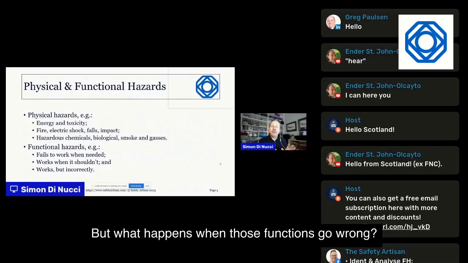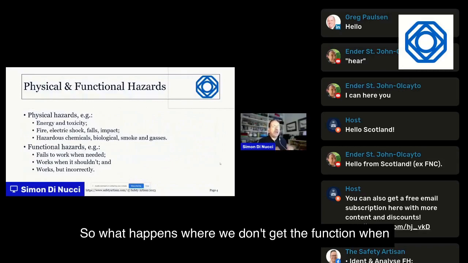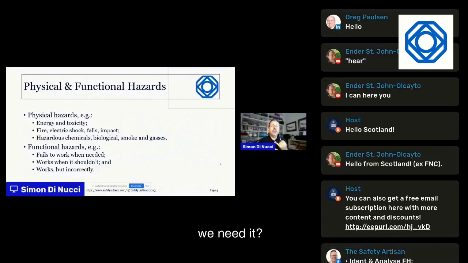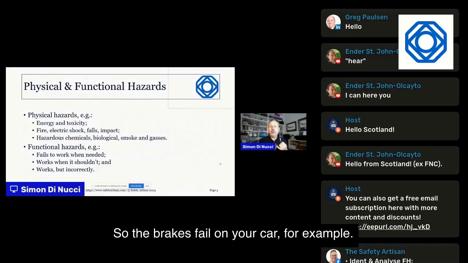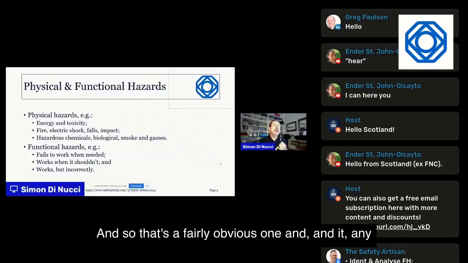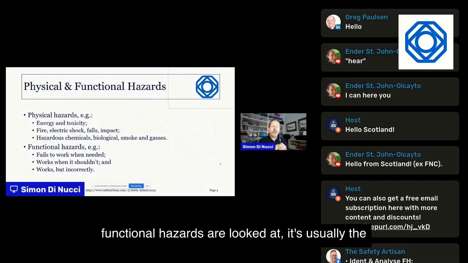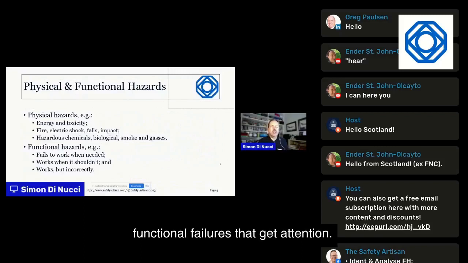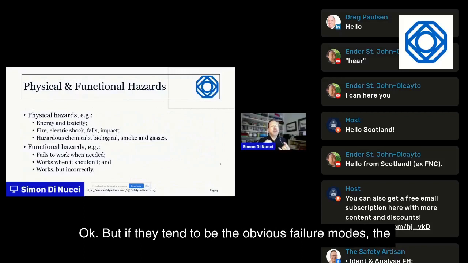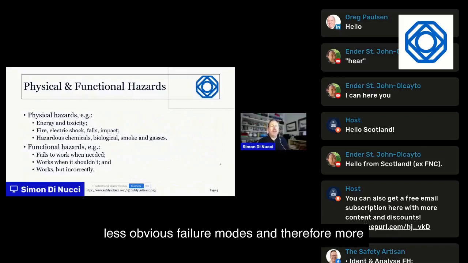But what happens when those functions go wrong? What happens where we don't get the function when we need it? So the brakes fail on your car, for example, and that's a fairly obvious one. If functional hazards are looked at, it's usually the functional failures that get attention, but they tend to be the obvious failure modes. The less obvious failure modes, and therefore more dangerous, are the other two.